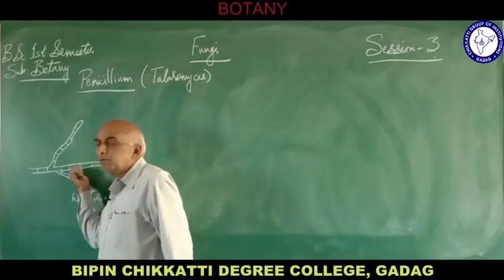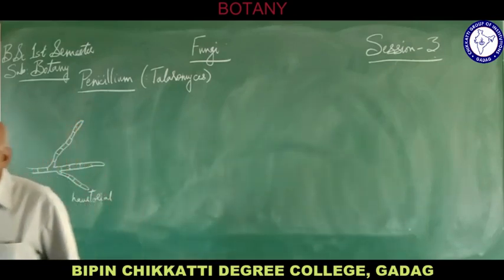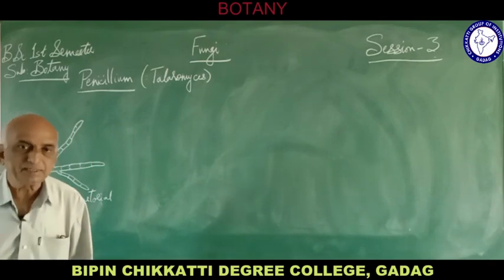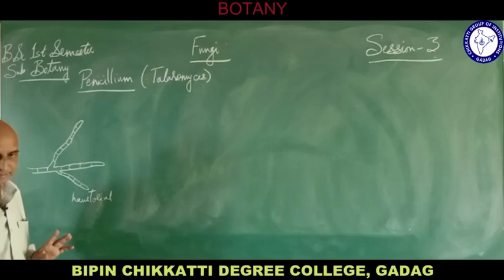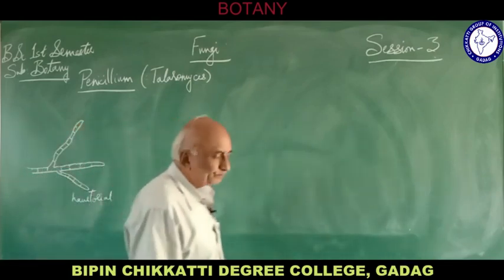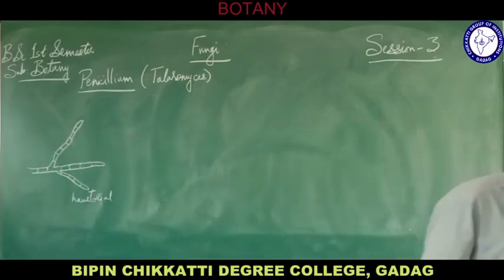The septal walls, the cross walls, have a central pore through which the cytoplasm is communicated from one cell to the other cell. That is how the mycelium is present.